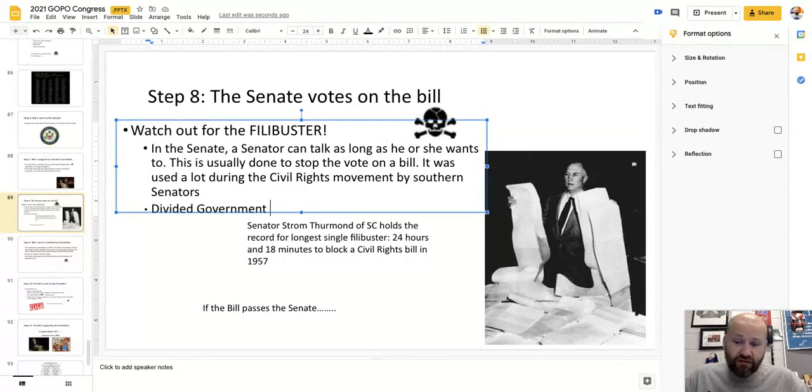2021, 2020, technically 2021. So in November of 2020, the Democrats kept the House.